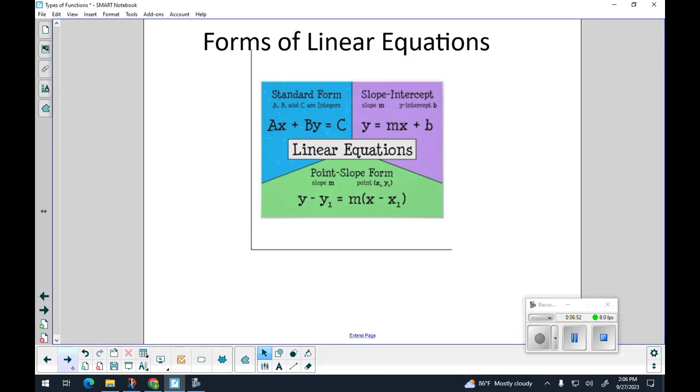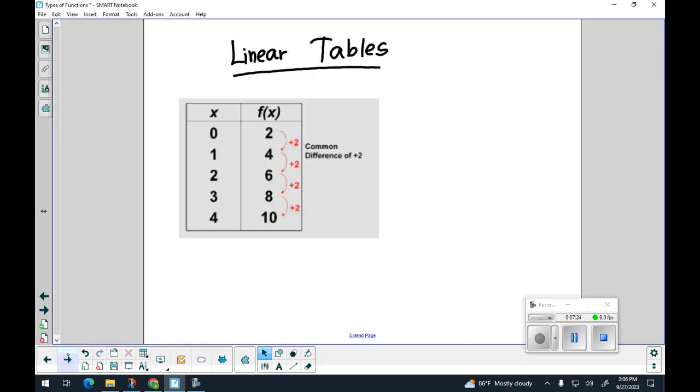Remember, m stands for slope, b stands for the y-intercept in the slope-intercept form. And then the point-slope form, remember that you're actually using a point. Remember, linear, its exponent is 1, so that should let you know if you see 1x that we're talking about a linear equation. Okay, so these are the different types of forms that you need to know and be able to recognize for linear equations. Okay, again, so go ahead and write these down.